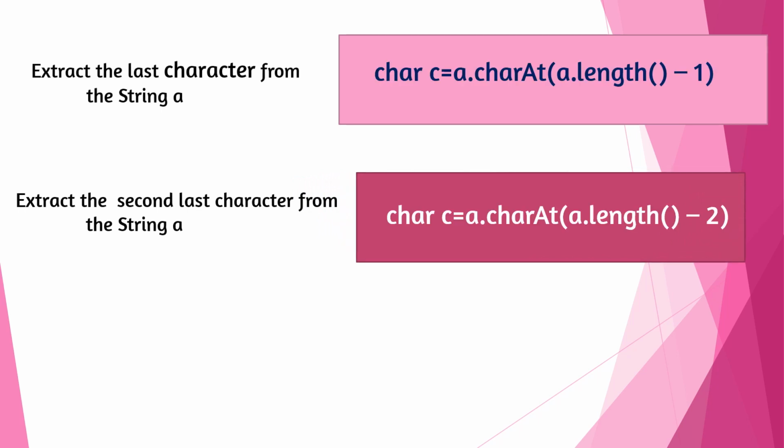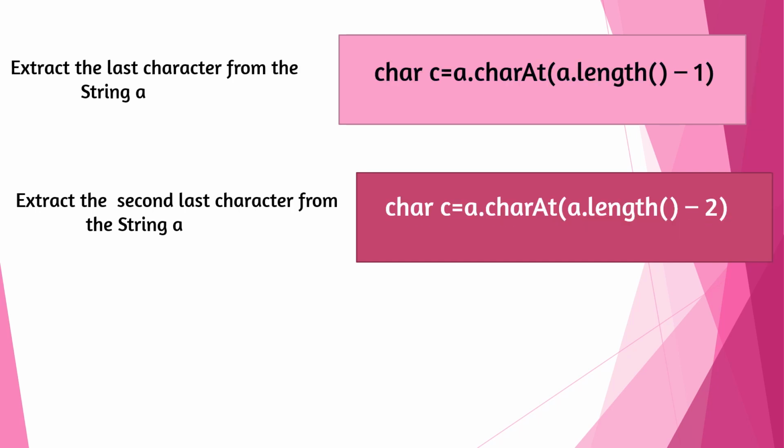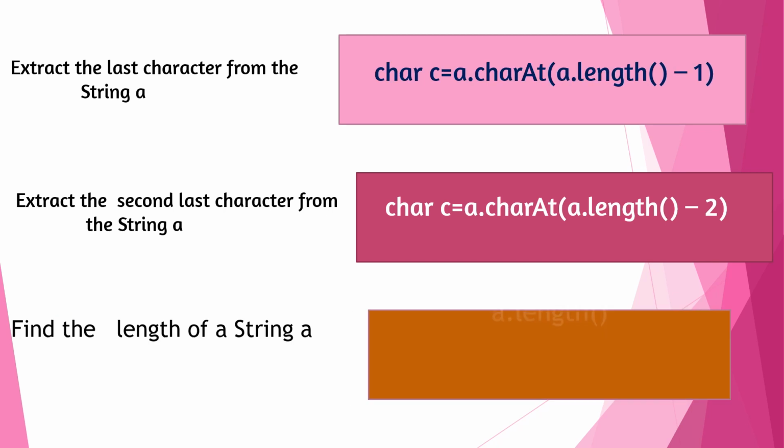And extract the second last character from the string a. The command is a.charAt(a.length() - 2). Here we can see the example. Length is 8 and length minus 2 is 6. At 6, we can find the second last character. And now the next question: find the length of string a. The answer is a.length.